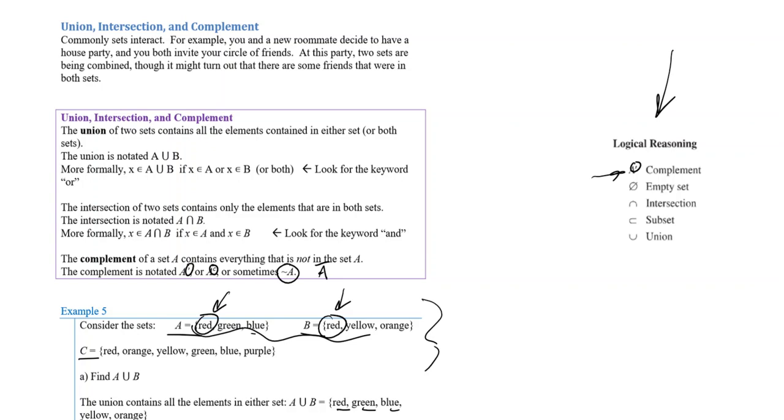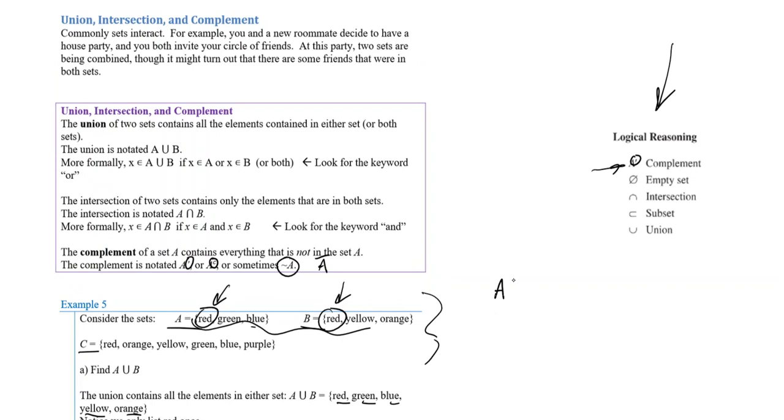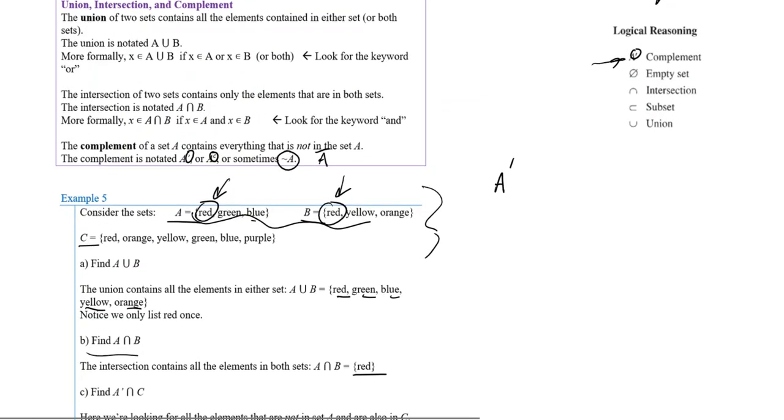Okay? So complement, whenever I see something like A complement, it means everything but A. So the complement of A just means anything else other than A. Does that make sense? Okay, we'll do more examples of that as we go.